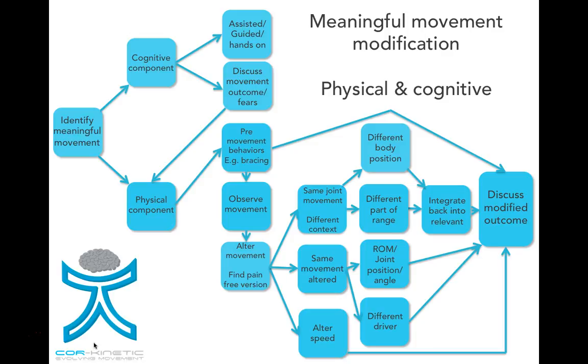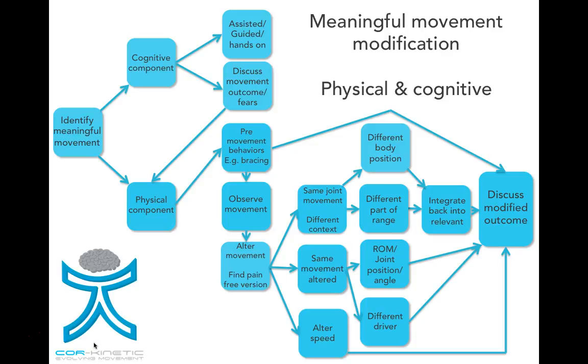Again, mostly it would be active, but adding confidence would be the major thing too, rather than manipulating people, being there as a safety net. So I see that as a cognitive component. So we might have a meaningful movement of bending down to pick my shoelaces up. How do I maybe help someone bend down and feel safer about that?